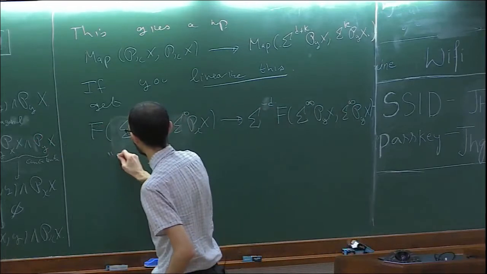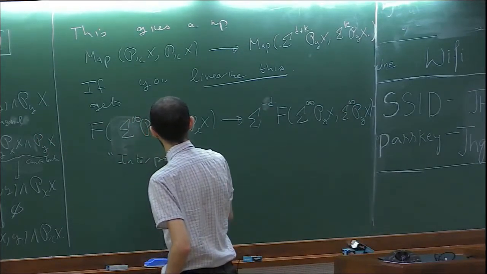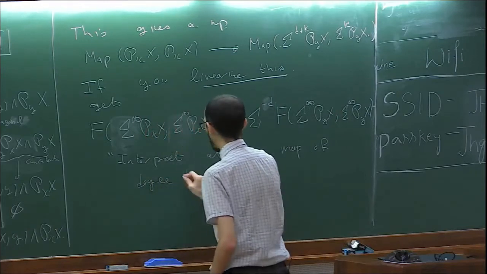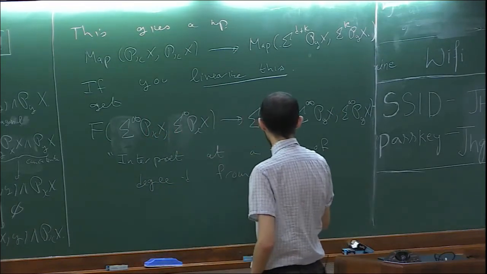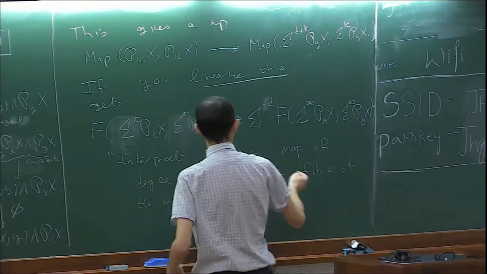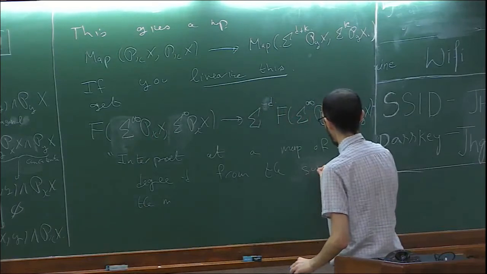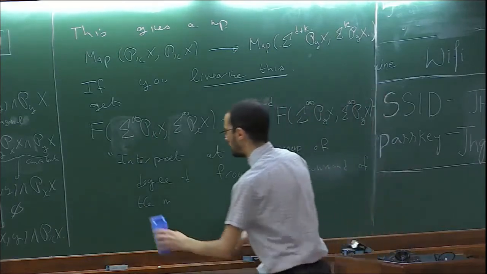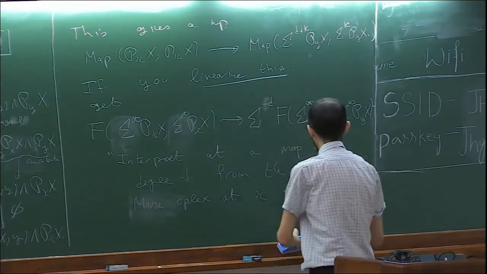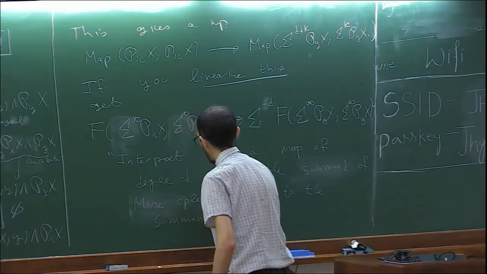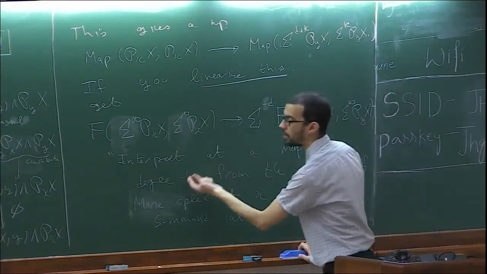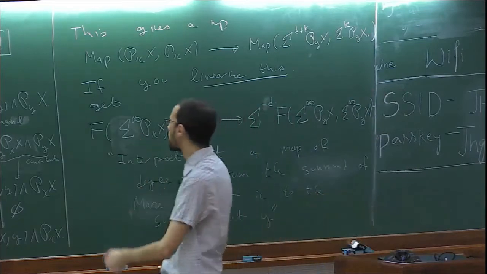So you want to interpret this as a map of degree d, from minus d, from the fiber of the Morse complex, or the summand of the Morse complex at x to the summand at y. Okay. And this may be slightly unfamiliar, because usually in Morse theory you only have degree 1 maps. Okay? Or minus 1s, because I'm doing homology, degree minus 1 maps.